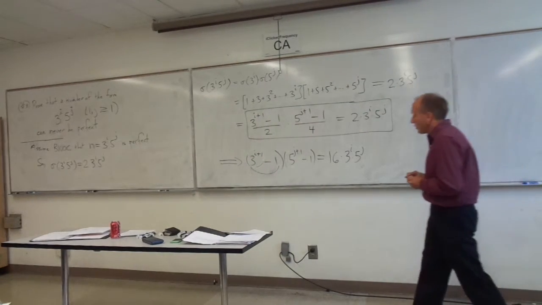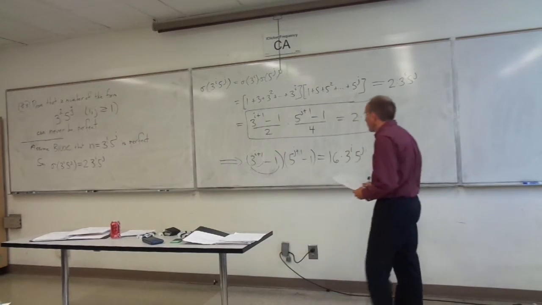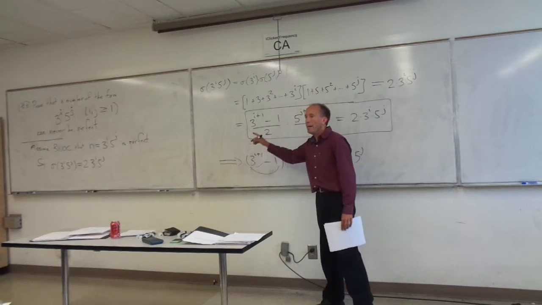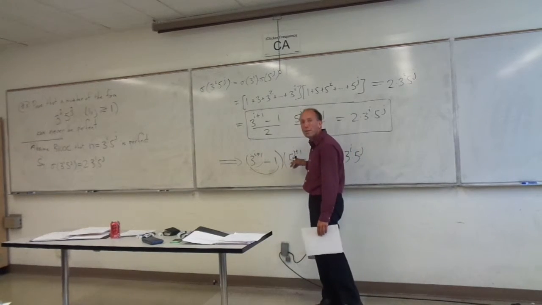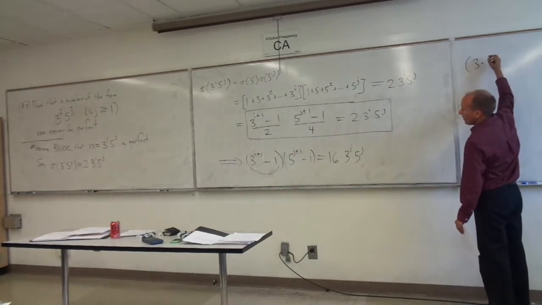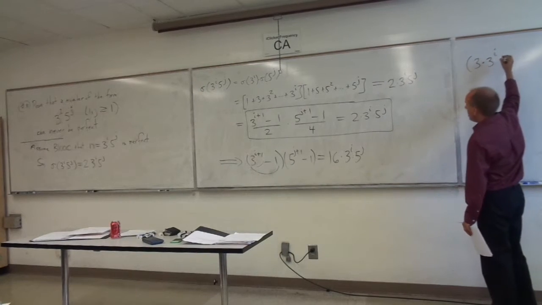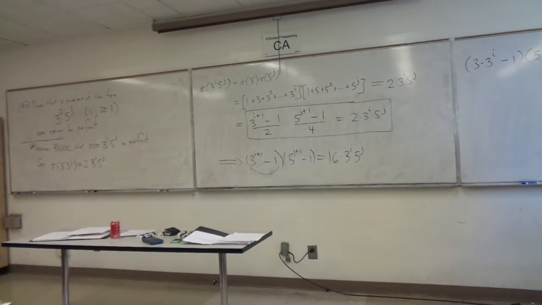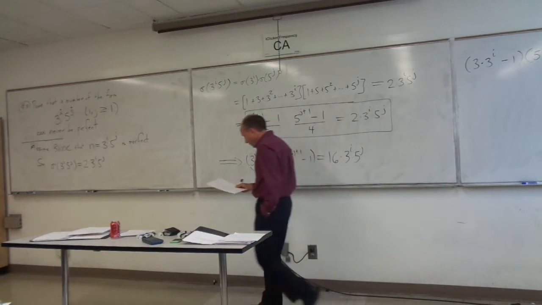The trick here is actually to take the 3 to the i plus 1 and write it as 3 times 3 to the i, and take 5 to the j plus 1 and write it as 5 times 5 to the j. So let me do that. So this is 3 times 3 to the i minus 1 times 5 times 5 to the j minus 1, equals 16 times 3 to the i times 5 to the j. So we just leave the right-hand side the same as how it was before.